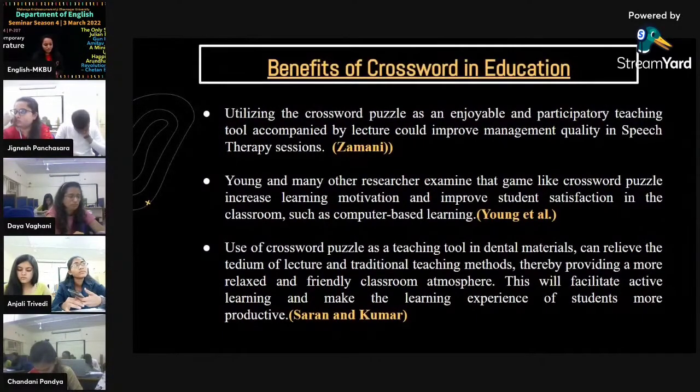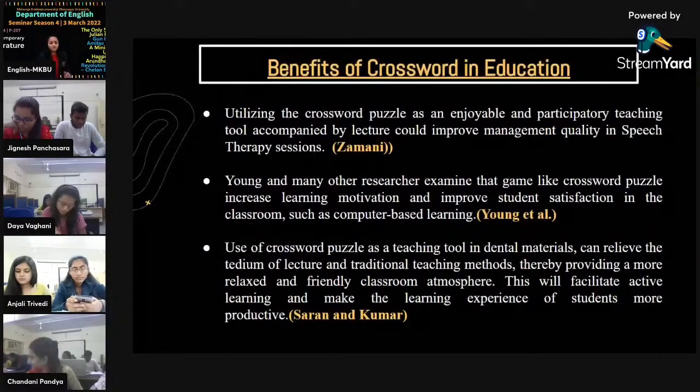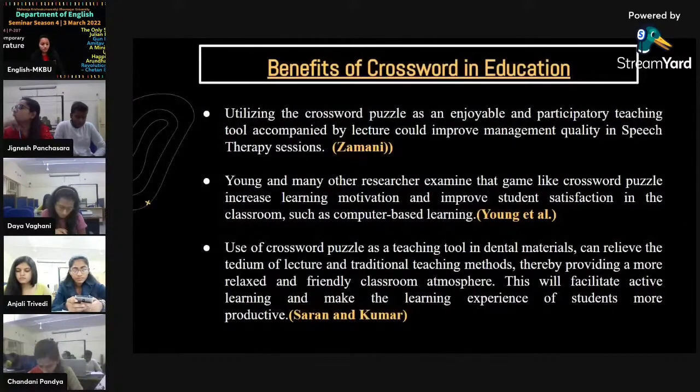Gemina, in his research on the use of crossword puzzles as an educational tool, says that utilizing the crossword puzzle as an enjoyable and participatory teaching tool alongside a lecture could improve management quality in speech therapy sessions. Like that, many other researchers have given positive views on crossword puzzles in the education field. Jung and other researchers found that crossword games increase learning motivation and improve students' satisfaction in the classroom, such as in computer-based learning.